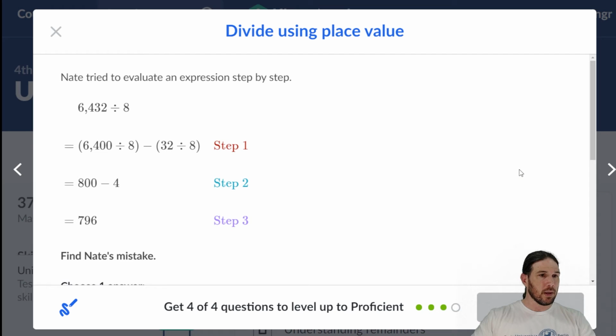Nate tried to evaluate an expression step by step. He wants to do 6,432 divided by 8, and I already see his problem in step 1. In step 1, he says 6,400 divided by 8 minus 32 divided by 8. And that is the incorrect part. Right there. If this had been a plus, then Nate would have been okay, because 6,400 plus 32 is 6,432. So there is Nate's mistake. I don't even really need to look at the rest of the problem.